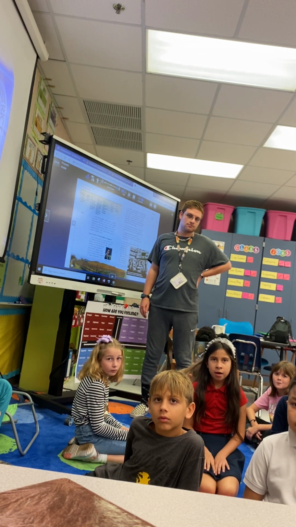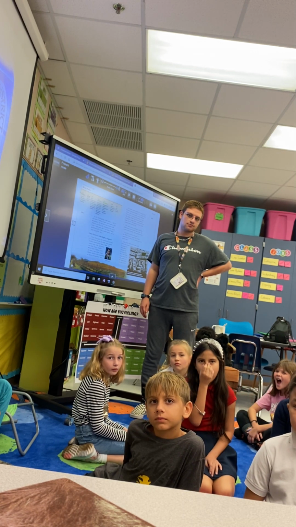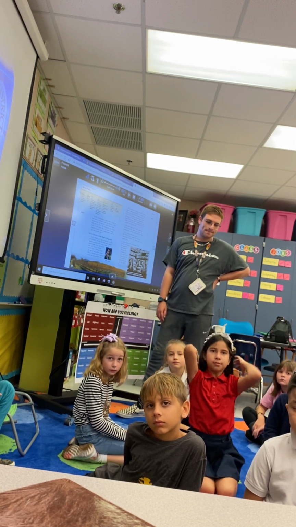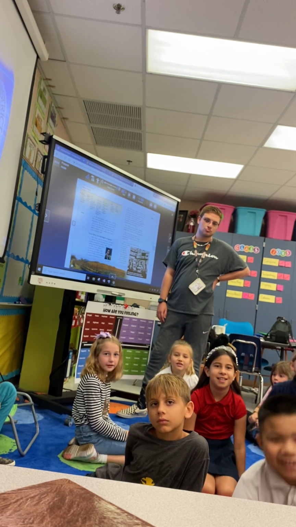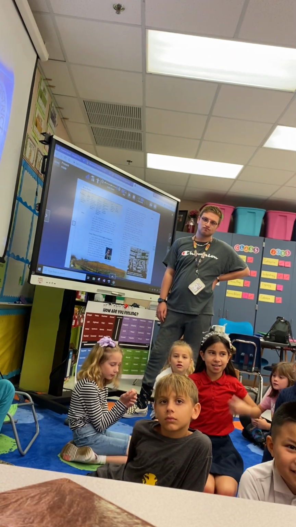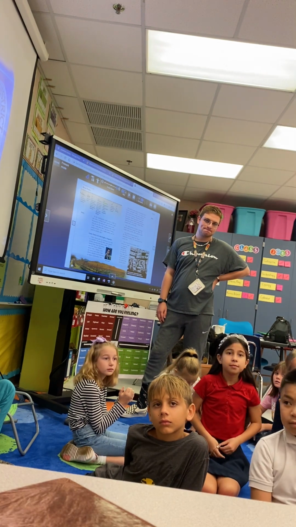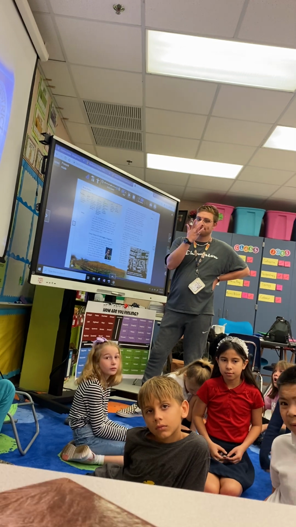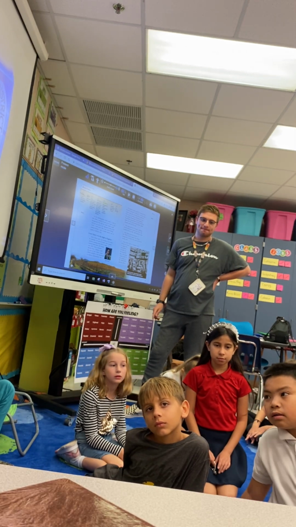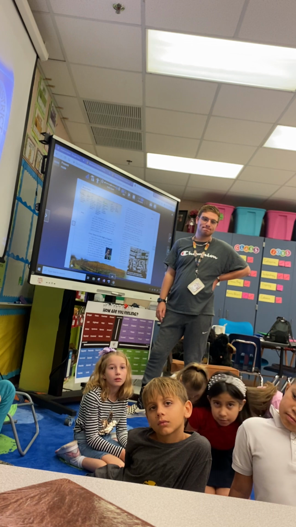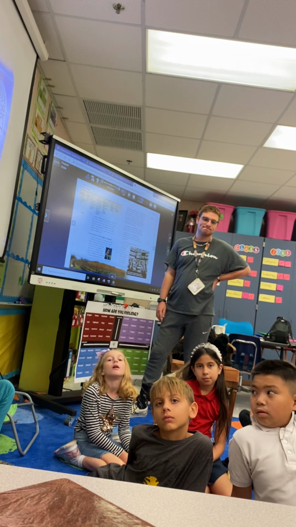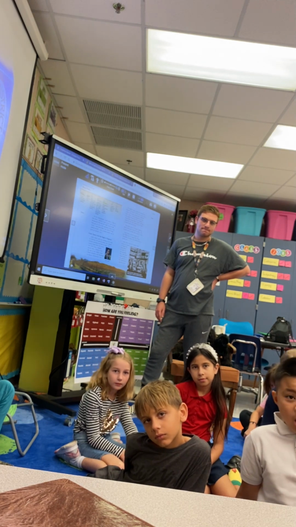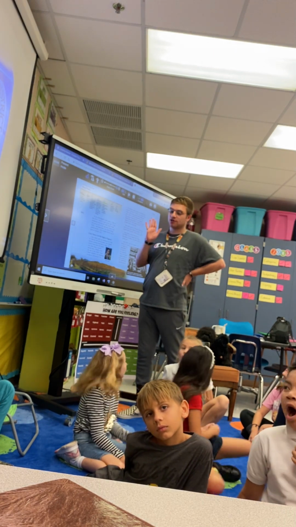So my question to you is, is it important to read the text features? Yes. Is it important to read the caption? Yes. Is it important to read the timelines? Yes. So the timeline is contributing, which is adding new information to the text so that you can learn even deeper and have a deeper understanding of Rosa Parks than just what the text presents you with. Good job, guys.